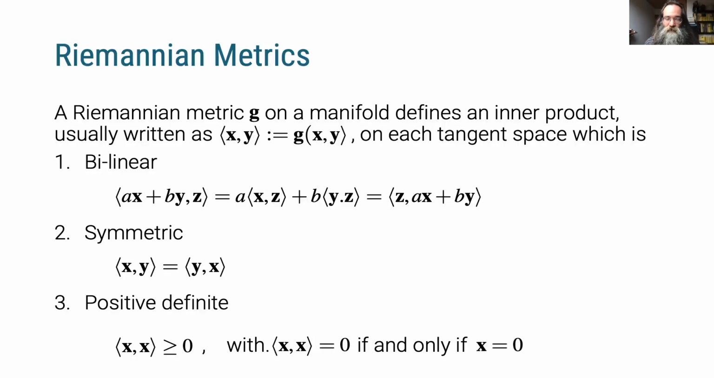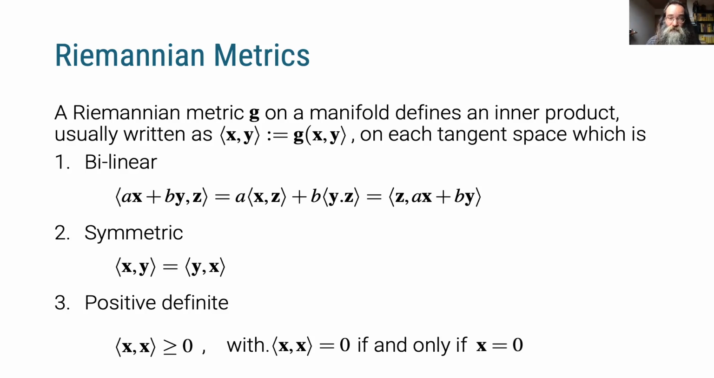So what is a Riemannian metric? A Riemannian metric in a nutshell is a mapping in each tangent space of the manifold that takes two tangent vectors and produces a number. It is usually denoted by G and takes two vectors, say x and y. And this is usually abbreviated with these angle brackets or sometimes with a dot in between. And it defines an inner product on each tangent space. And this inner product has to have three properties.